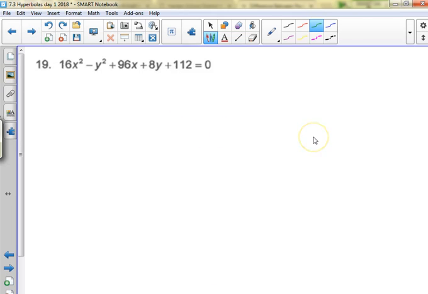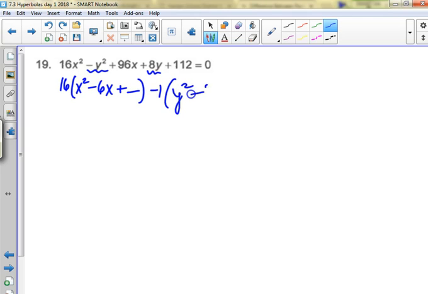All right, let's do this one. I should have skipped that one and done this one with you because this is going to turn out to be 96 divided by 16 is 6. What are you taking out back here on the y's, though? This is the new. You got to take out a -1. So that becomes y squared minus 8y plus blank.